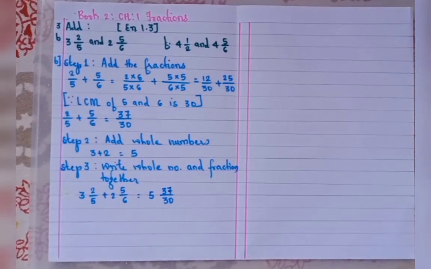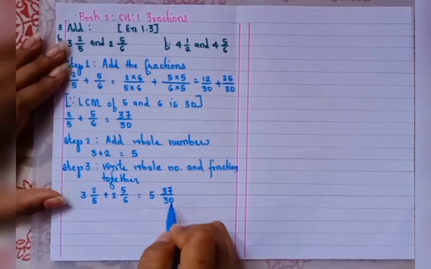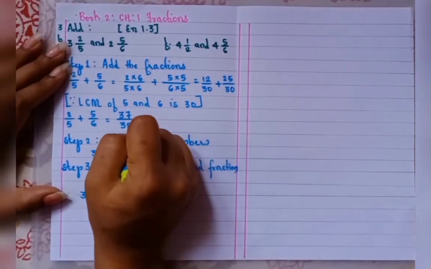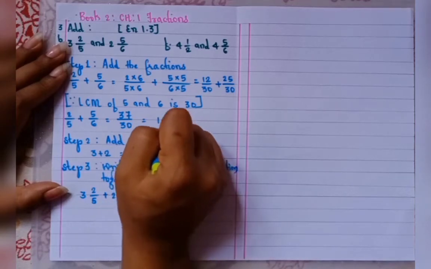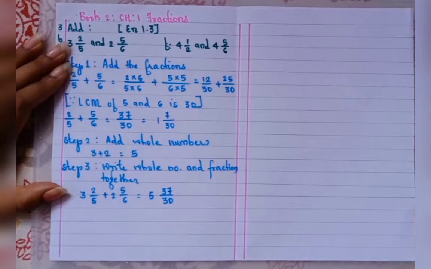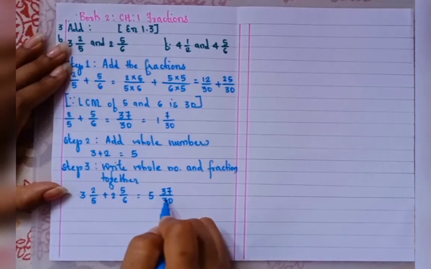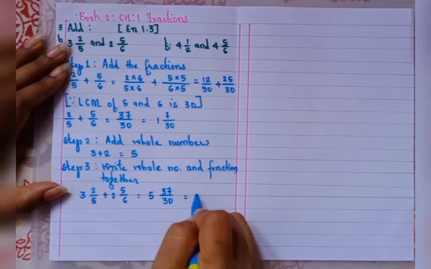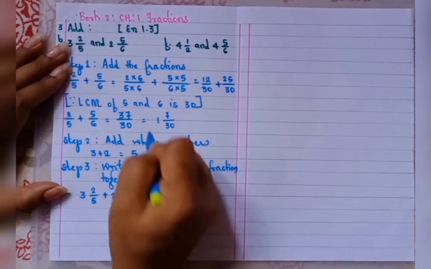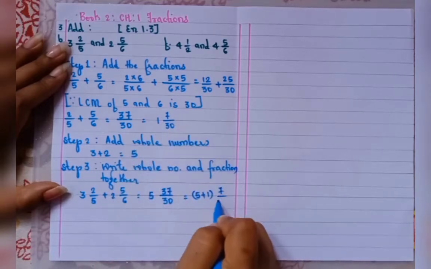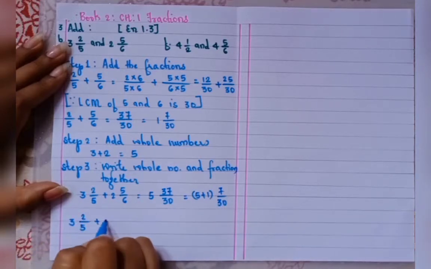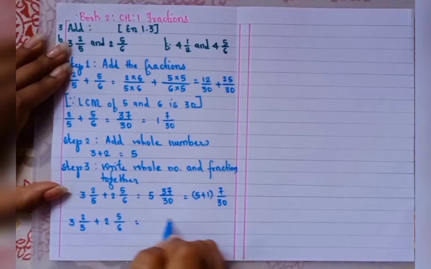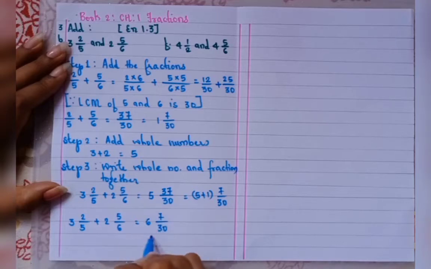Further, you know that 37 by 30 can also be written this way: 1 is to 7 upon 30. Okay, we can write that way. So this can also be substituted as 5 plus 1, this is the whole number I have added, is to 7 by 30. Therefore, 3 is to 2 by 5 plus 2 is to 5 by 6 equals 5 plus 1 is 6 is to 7 by 30, and hence the answer.